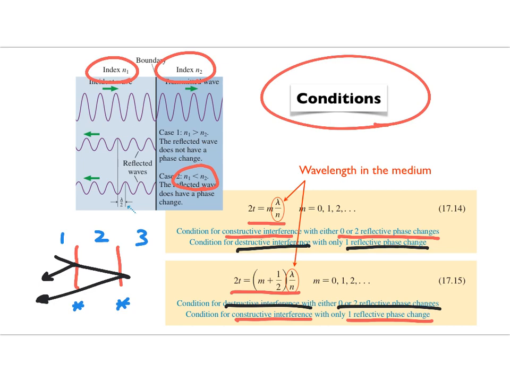So there's a lot going on here, but it's very clear that when you're solving these kinds of problems, the first thing you need to consider is, are you looking at constructive or destructive interference? And how many reflective phase changes do you have? And let's look at an example.